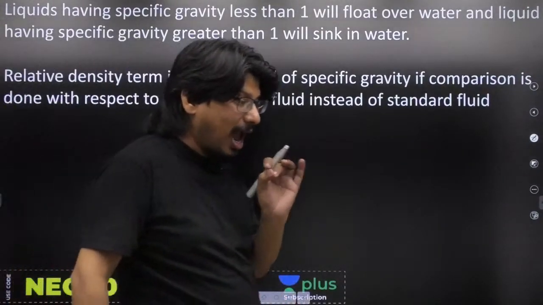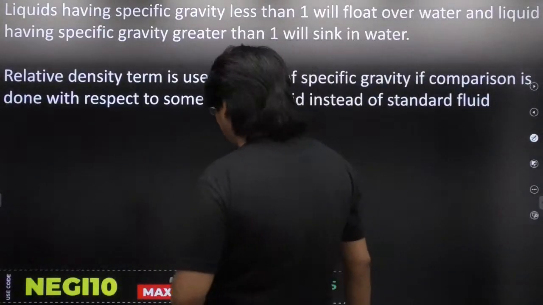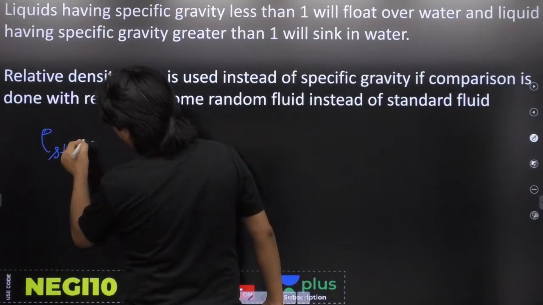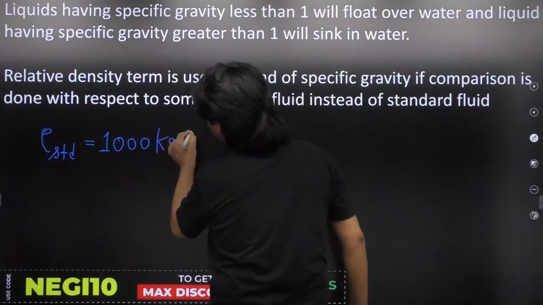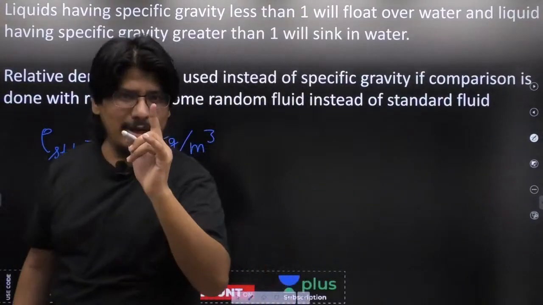Now, you remember I have told you, whatever the standard fluid we are having, that is having the density of 1000 kg per meter cube. That is having the density of what? 1000 kg per meter cube. Now listen carefully.